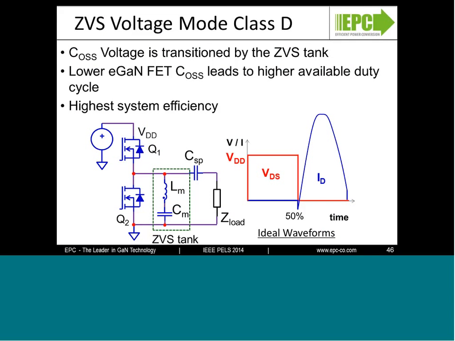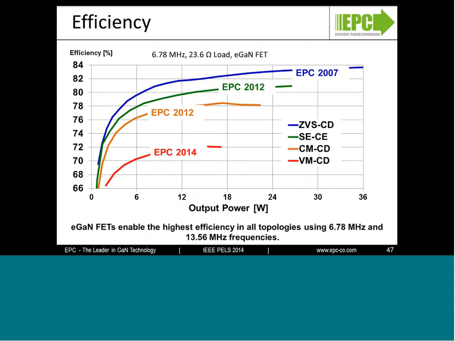When you look at the efficiency comparison of a variety of topologies, we compared a voltage mode class D design, we compared a current mode class D design, and we compared a single-ended class E, and then the zero voltage switching class D. You can see that the zero voltage switching class D offers the highest efficiency, followed by the single-ended class E. And the GaN FETs can again help enable the highest efficiency at these high switching frequencies.